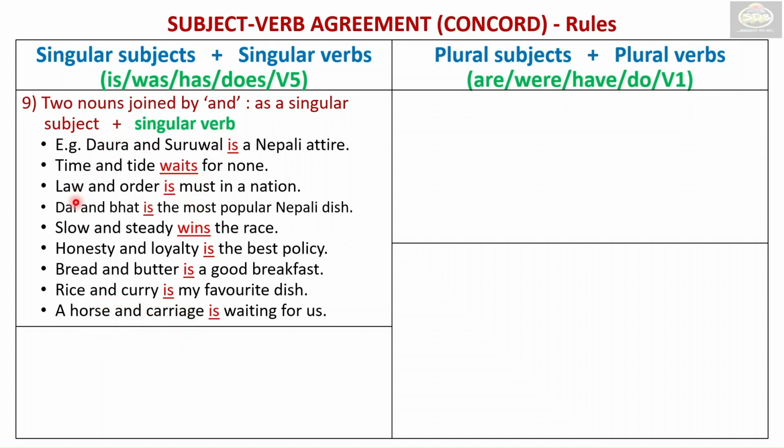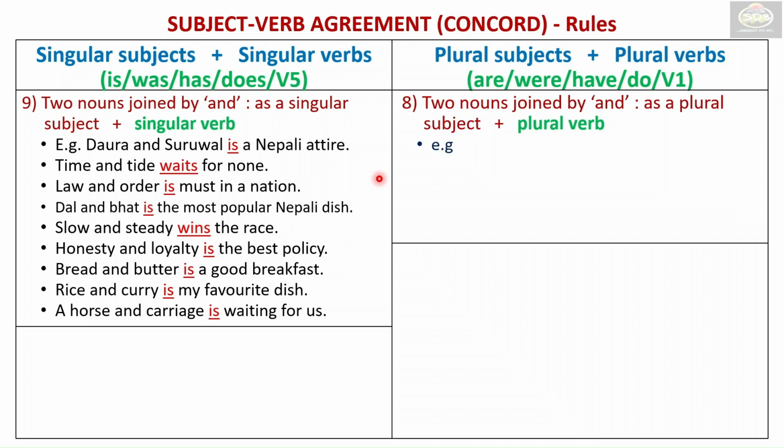Therefore, these words are regarded as singular subjects because these two words are not actually different. Both of them are needed to make another one complete. They cannot be complete without the other. Therefore, they are united and they are singular subjects, and we have to use singular verb with these subjects.